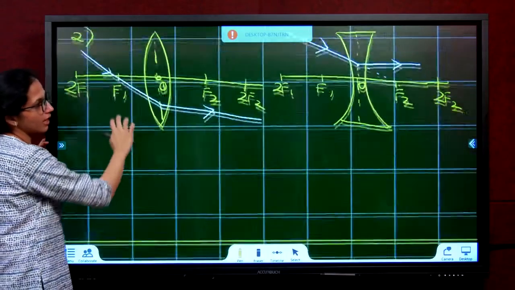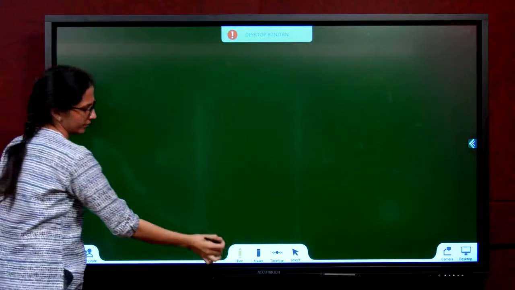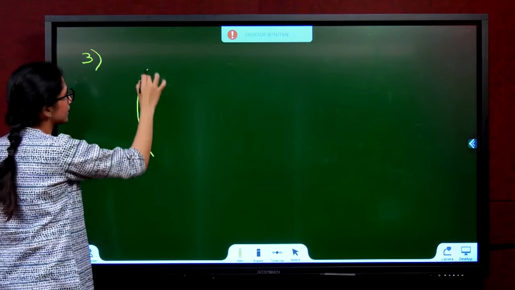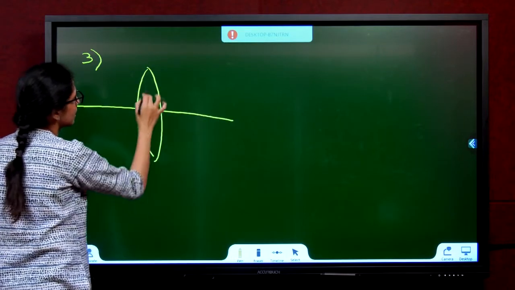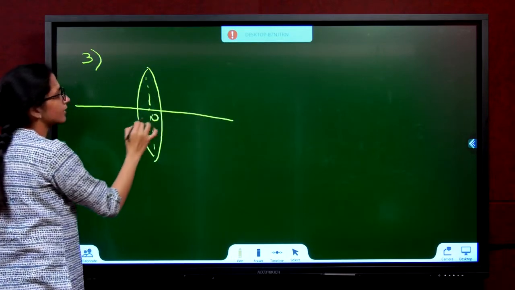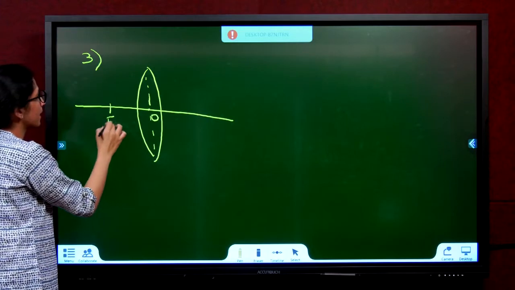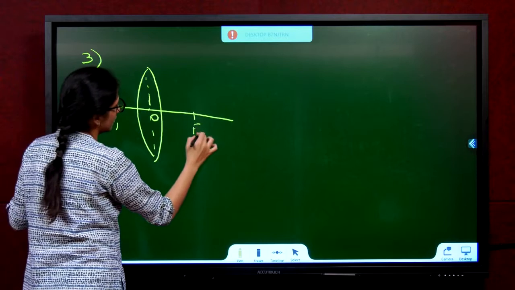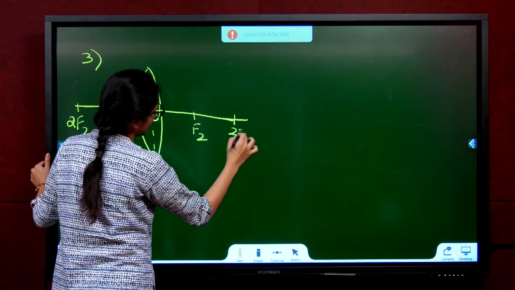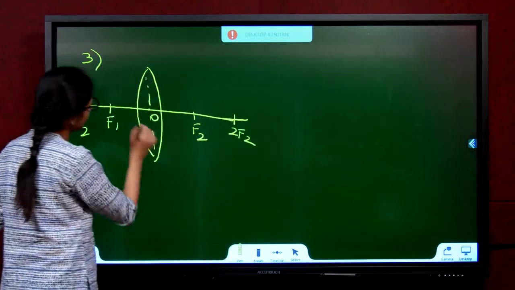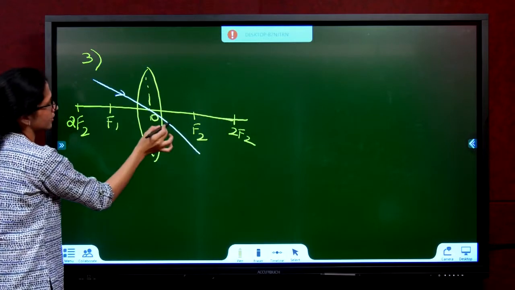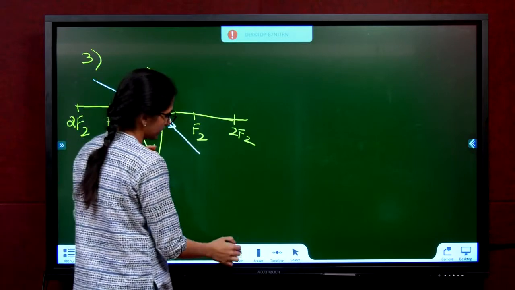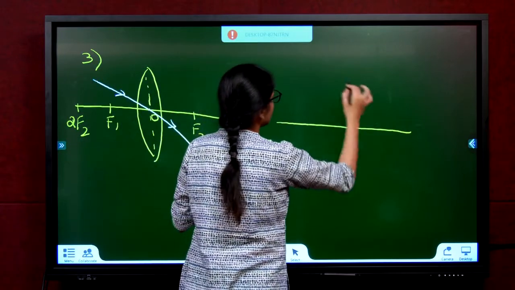Now moving on to the last case that we consider, 3 cases we will be using. Ray passing through optical center. Easy. It just goes undeviated. I made you write a note: a ray passing through the optic center goes undeviated. This is easy. You can draw it however you want. Show one arrow before the lens, one arrow after the lens. Concave also same type.